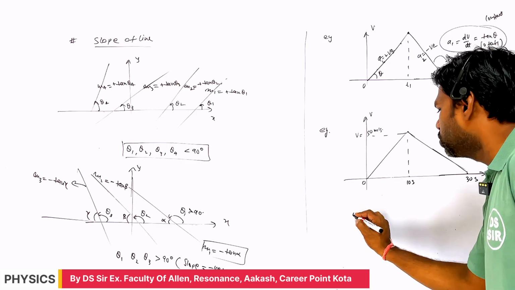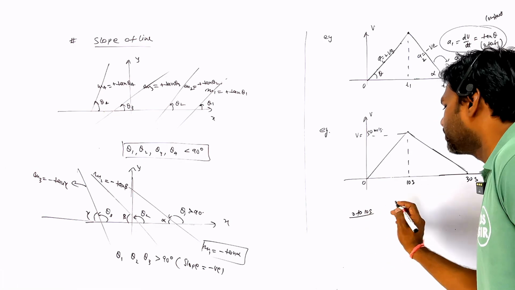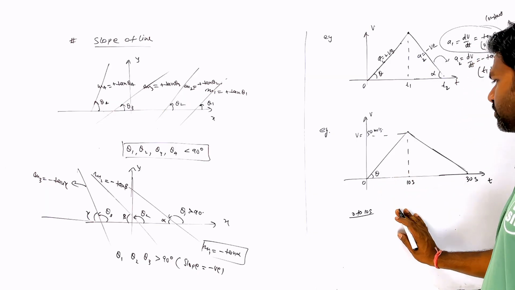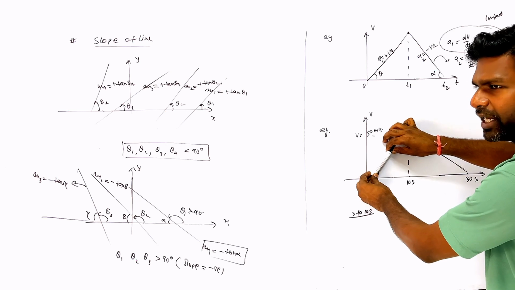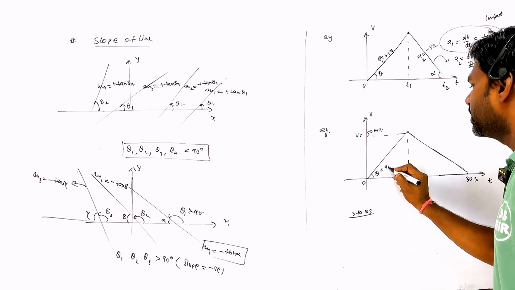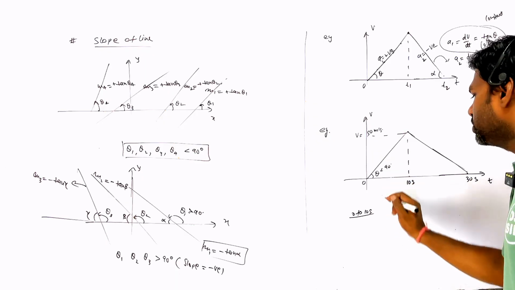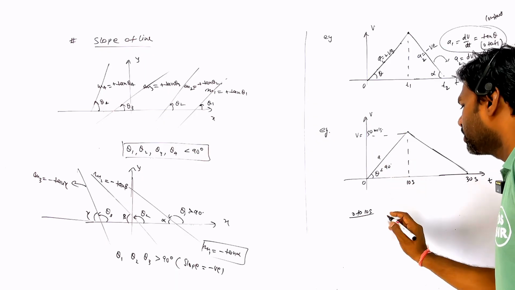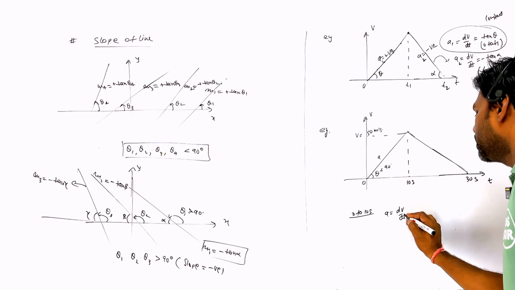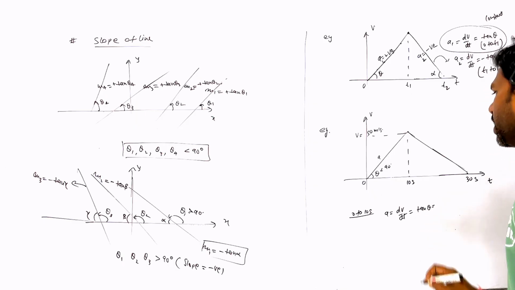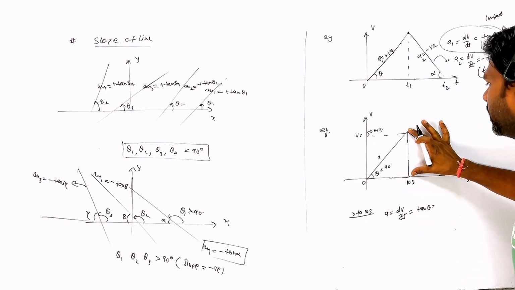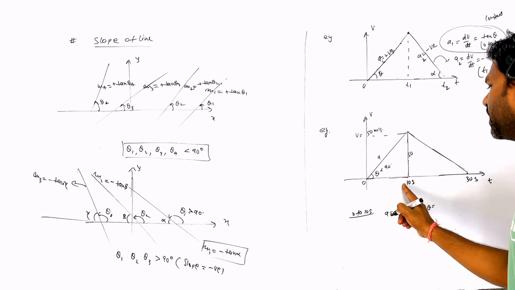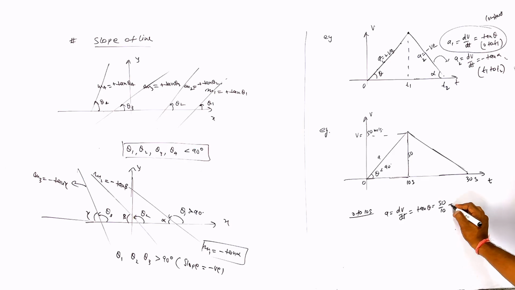So from 0 to 10 seconds, if this is theta, the VT graph is a straight line and the angle is less than 90 degrees. So what is the acceleration? Here the acceleration is dv upon dt, which is equal to tan theta. And how much is tan theta? Perpendicular upon base. The perpendicular is 50. The base is 10. 50 upon 10, 5 meters per second square is the acceleration.